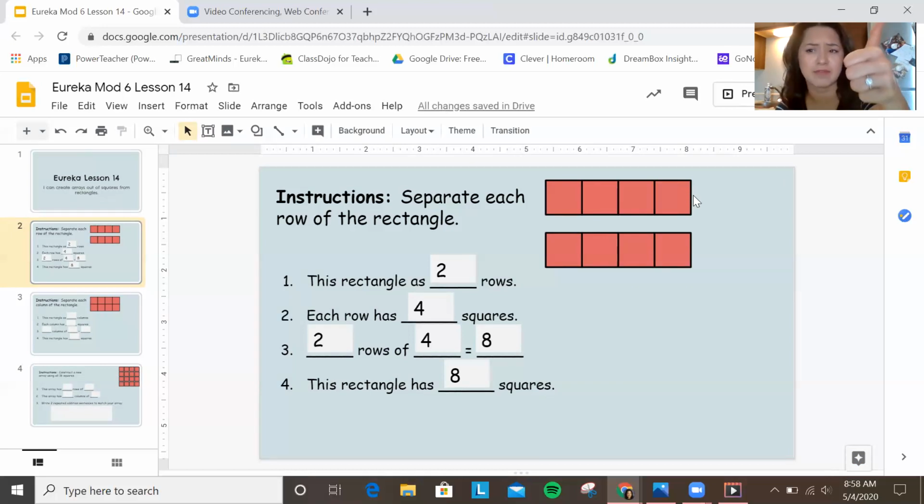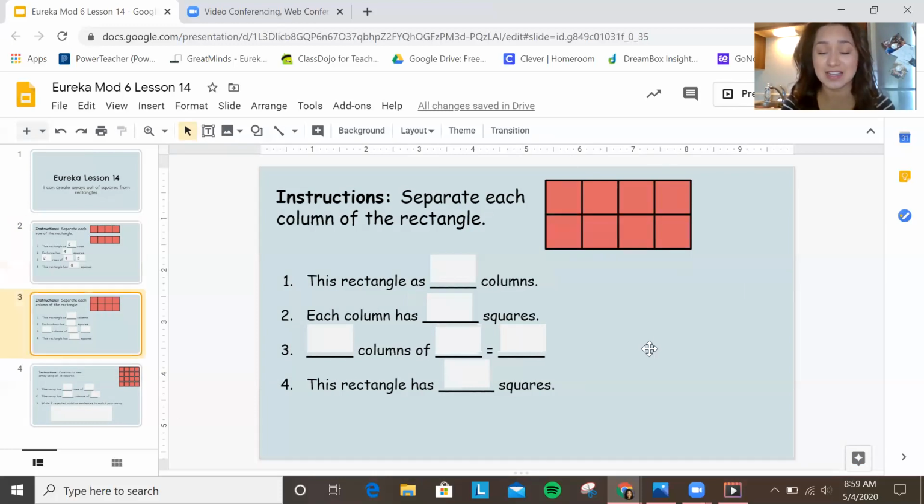Give me a thumbs up if my sentences are correct. That one's good. 2 rows. Each row has 4 squares. 1, 2. Pretty good. 2 rows of 4 equals 8. Looks pretty good. And this rectangle has 8 squares. Looks pretty good. Let's go on to the next one.